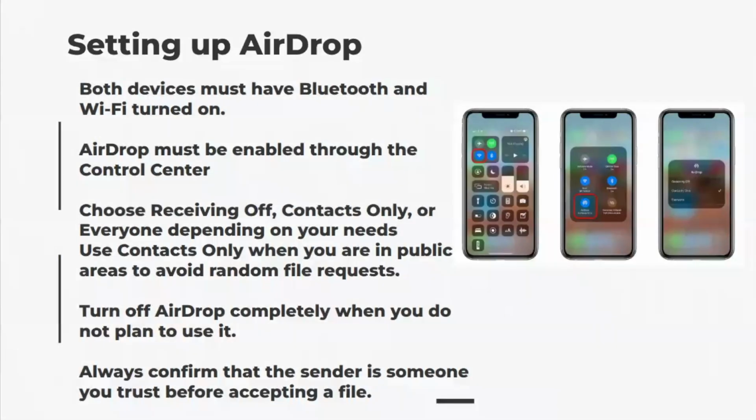Setting up AirDrop. Both devices must have Bluetooth and Wi-Fi turned on. AirDrop must be enabled through the Control Center. Choose receiving off, contacts only, or everyone depending on your needs. Use contacts only when you're in public areas to avoid random file requests. Turn off AirDrop completely when you do not plan to use it. Always confirm that the sender is someone you trust before accepting the file. There, that kind of shows you how to do it.